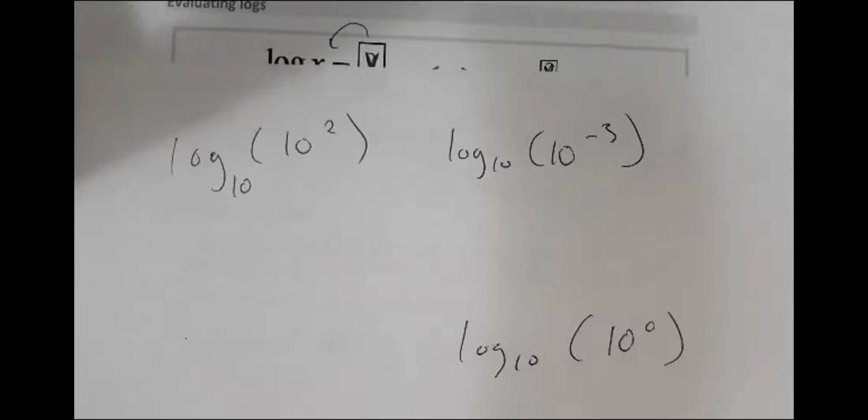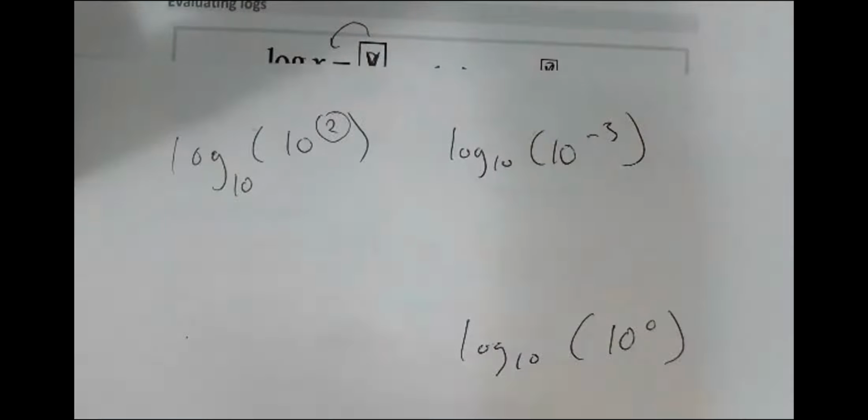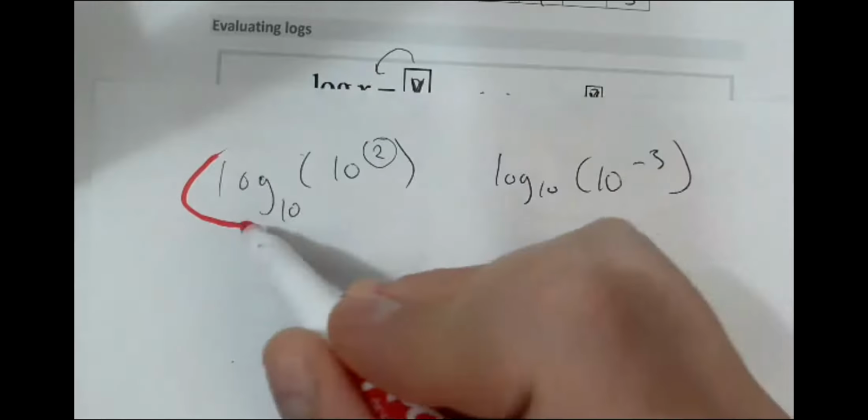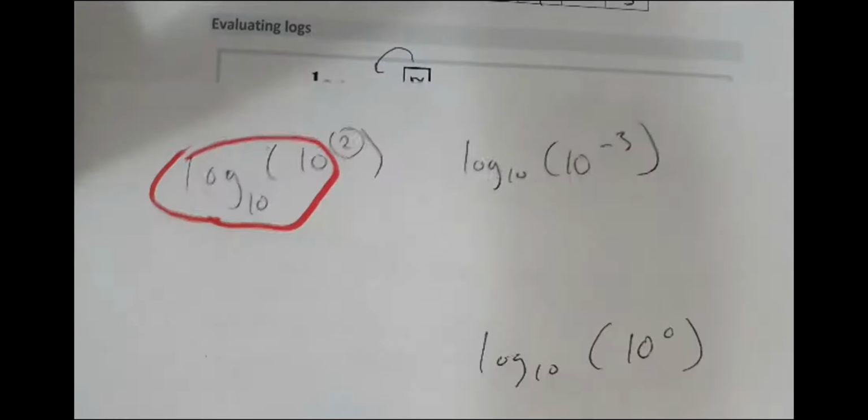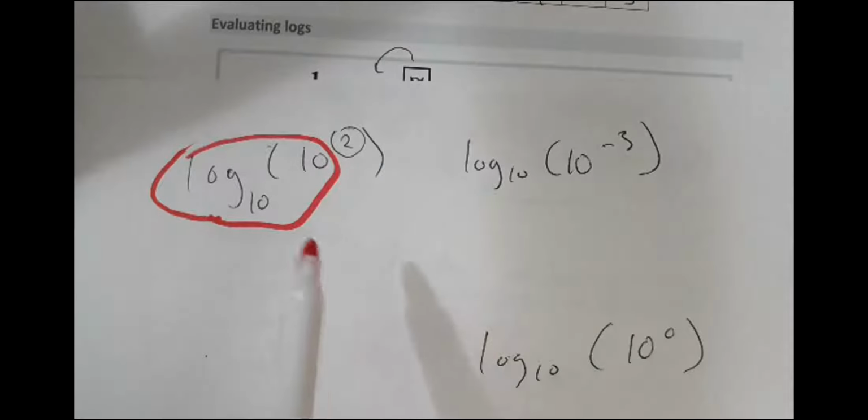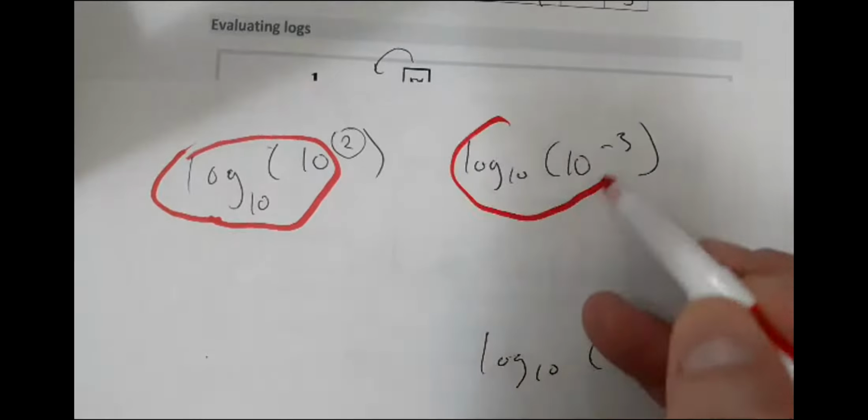So you might notice we are getting the exponent out of this thing. Looking along here, I'm getting this. And so what is happening with these? They are inverse operations. I'm plugging the 2 as an exponent of 10, and then I'm taking a log base 10. These things are inverse operations.